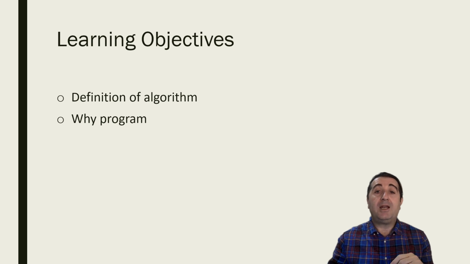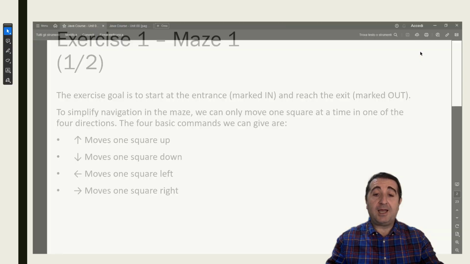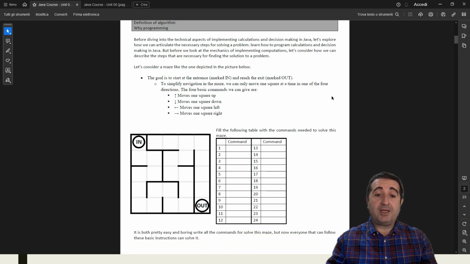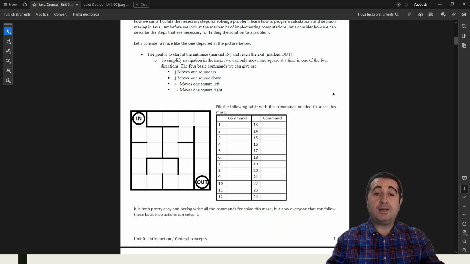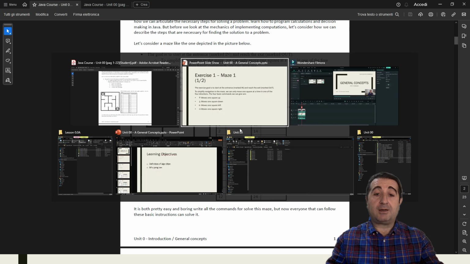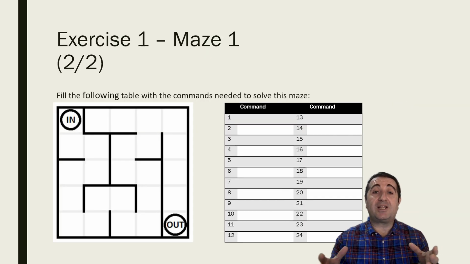Now, for today, we will begin with a very simple example, and this will be the maze example. In this maze, we have an entrance marked in and an exit marked out. You can find all of this in the attached PDF. You can see the Unit 0 introduction, general concept, and you can see the maze. Here, you can see I attached a table.